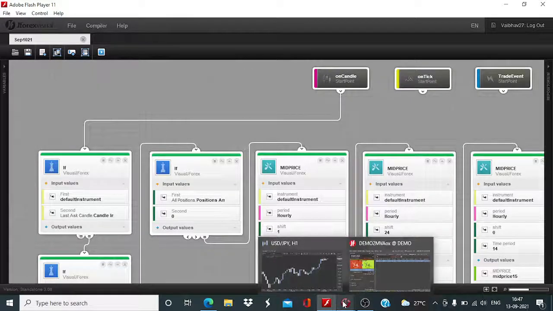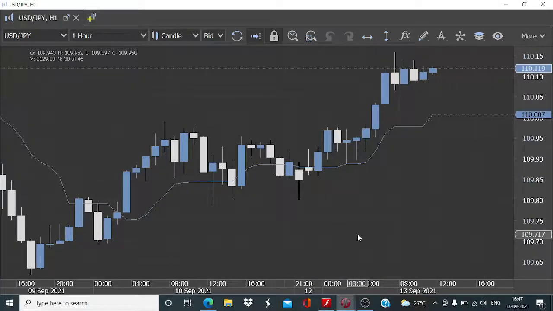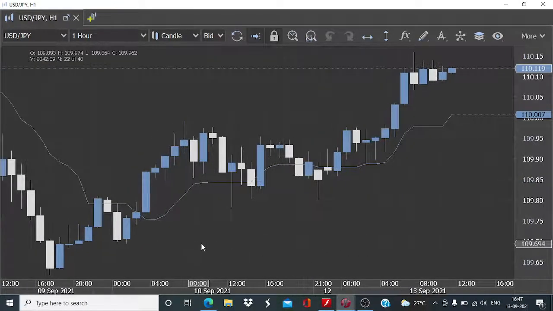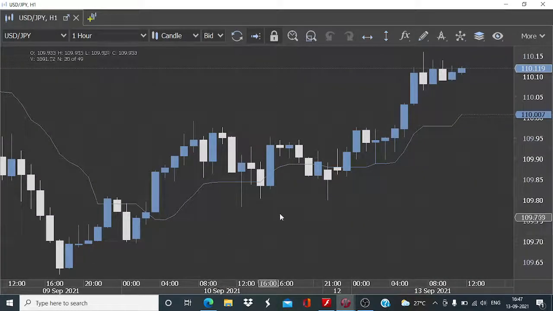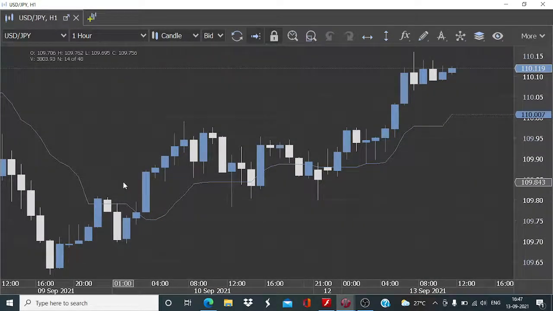Now we go to the JForex platform where I will give you a brief refresher of how we are going to define this logic. The requirements are simple. We want to be trading with the trend, and at the same time we also want to take advantage of the regression to the mean principle.